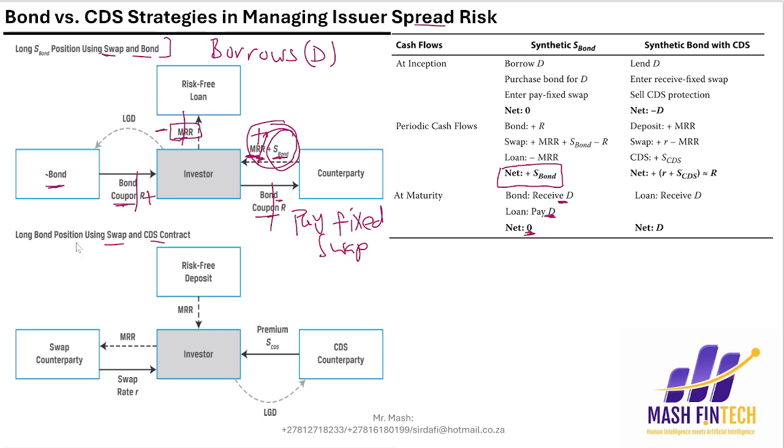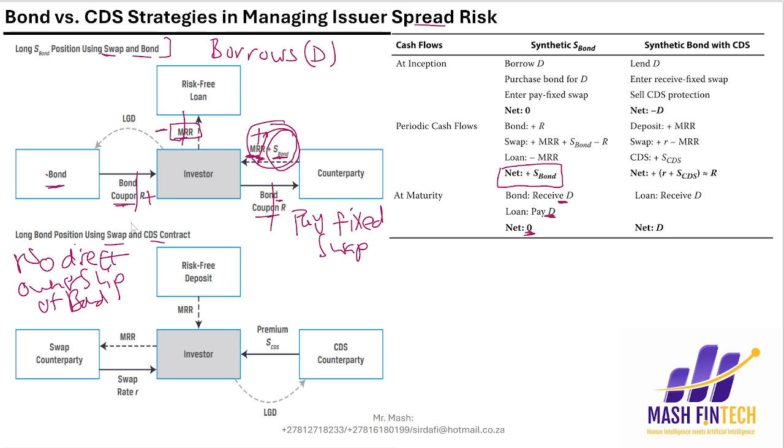With the long position using a swap in the CDS contract, in this instance, they don't own the bond. So they do not own the bond. Take note of that. No direct ownership of bond. Okay, so there's no direct ownership of bond here. What's going to happen is that the investor is going to put aside the money that is enough to buy the bond.